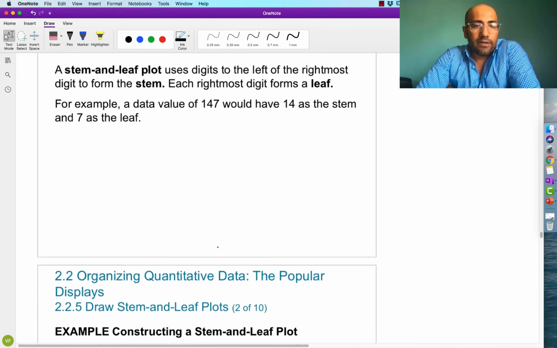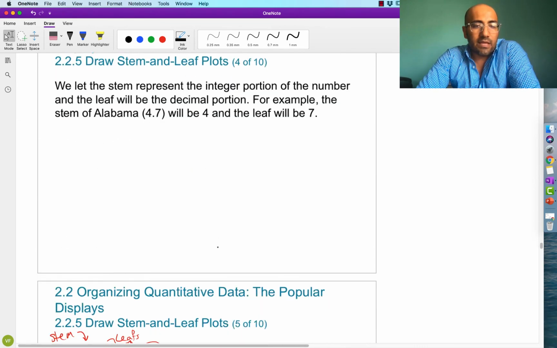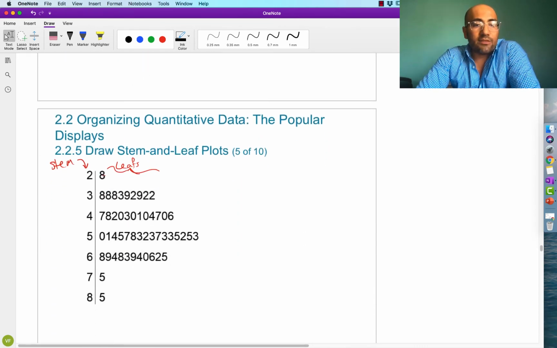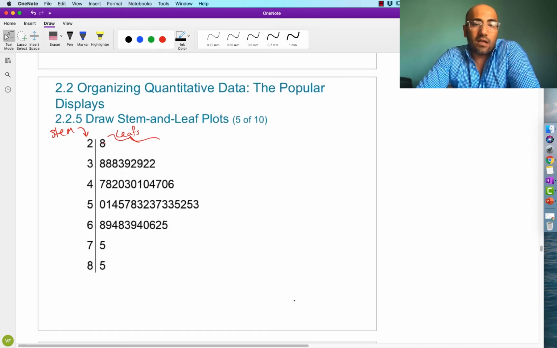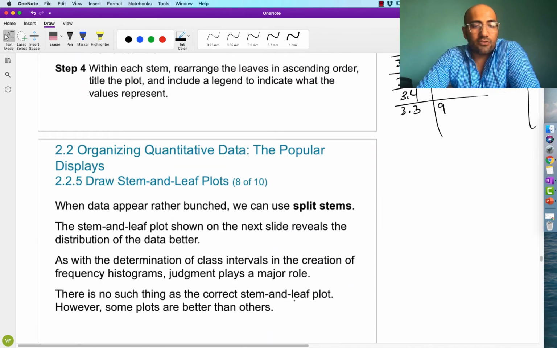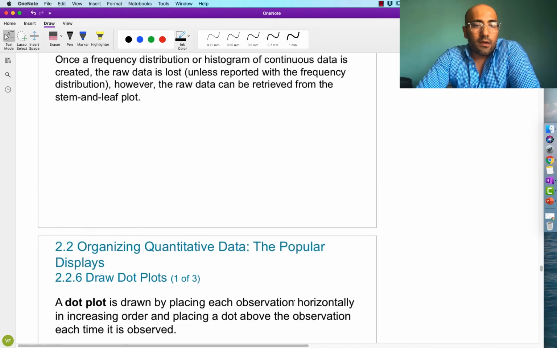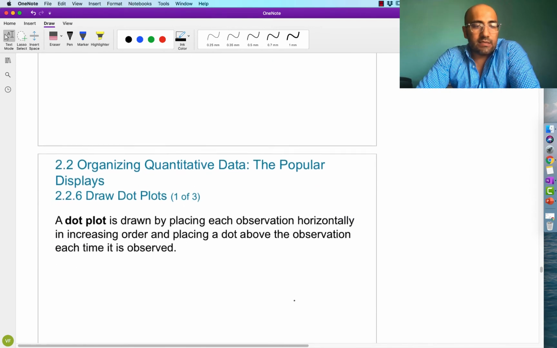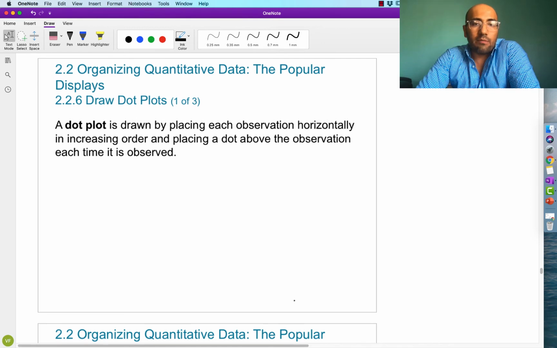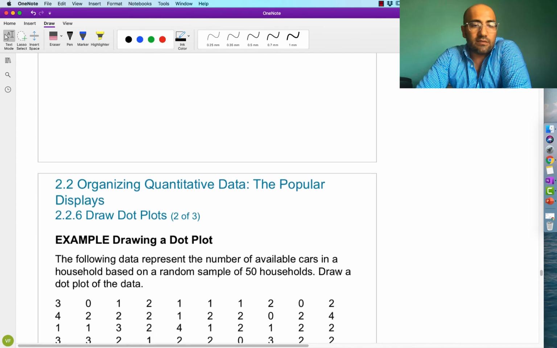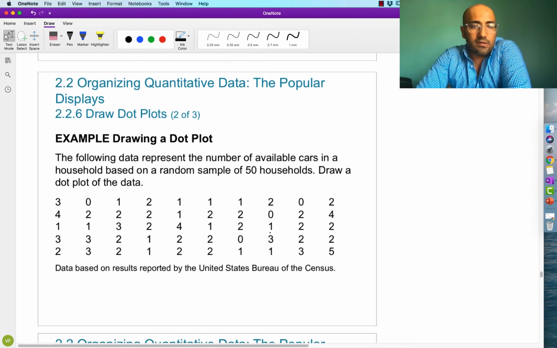Okay. All right. So with a stem and leaf display, we can always come back and get the original data. Once the final presentation is created, the original data is not lost. So that's one advantage to a stem and leaf display. Similar to these is a dot plot. A dot plot is drawn by placing each observation horizontally in increasing order and placing a dot above the observation each time it is observed. Right? It's the easiest of them all. So here we have a data set.